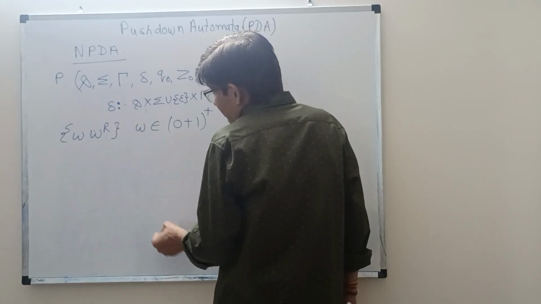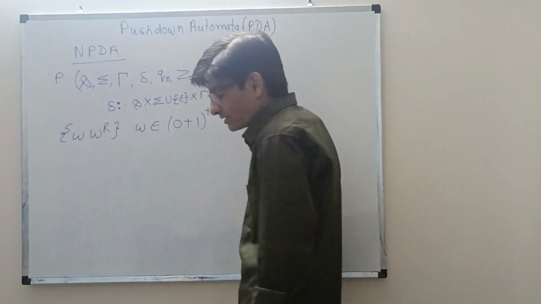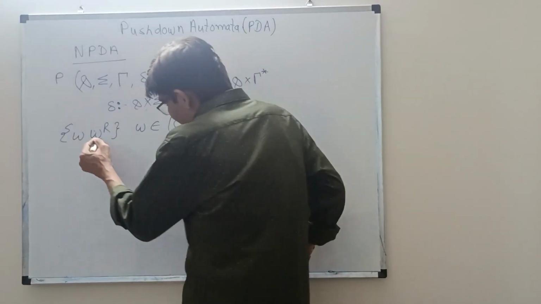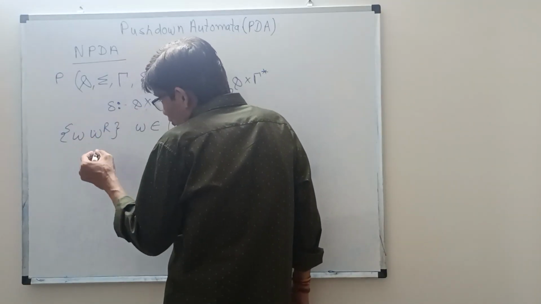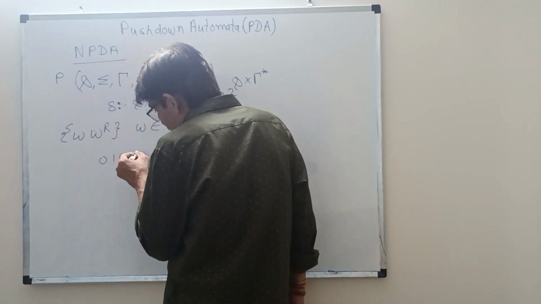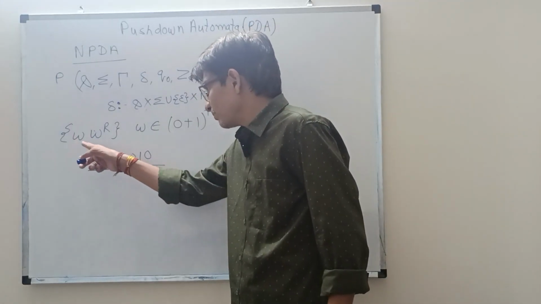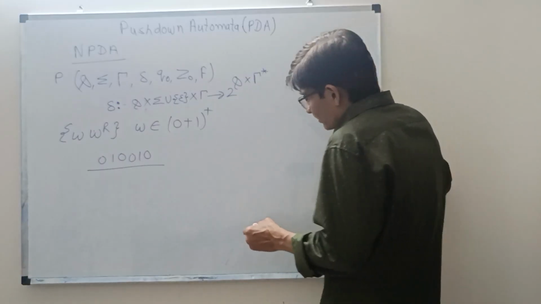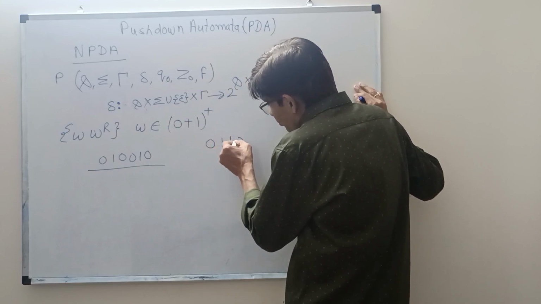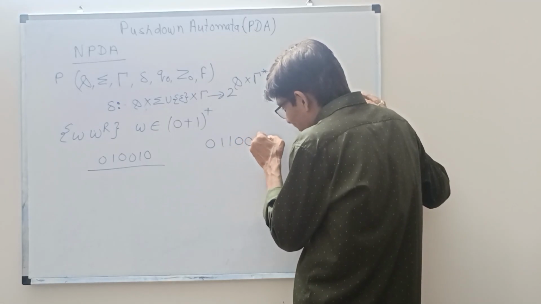Even length palindrome, where W is any string of 0 and 1, where at least one symbol must be there in W. And WR means the reversal of W. So whatever W is, suppose 0 1 0 is there, then the reversal of it would be 0 1 0 again. So this is one example of WWR, an example string of this particular language. For example, I can take one string of 0 and 1 as 0 0 1 1 0. You can consider this as W, and then WR would be 0 1 0 again.